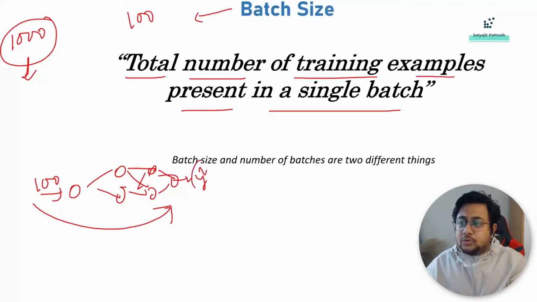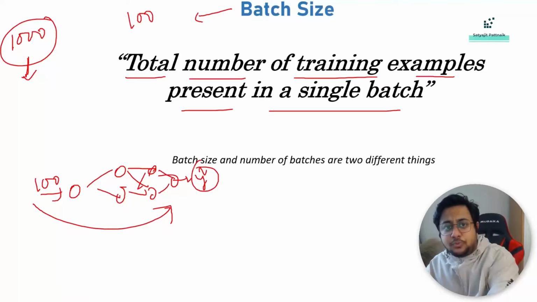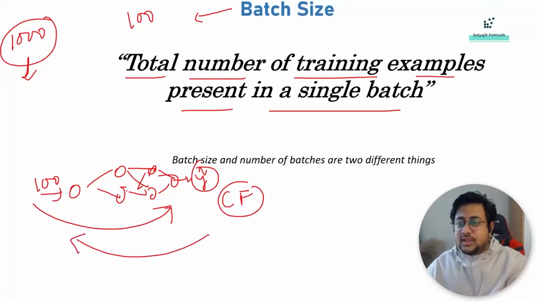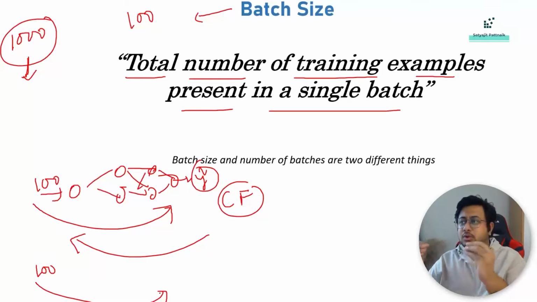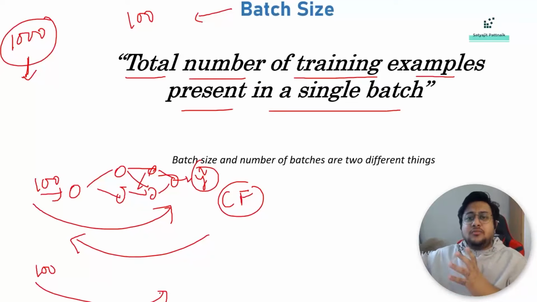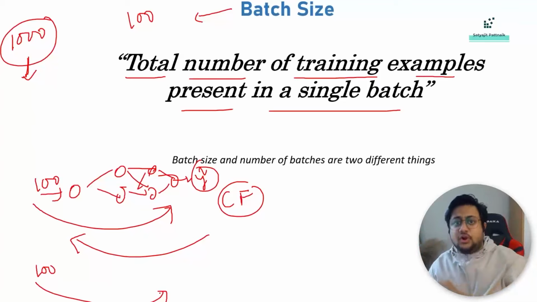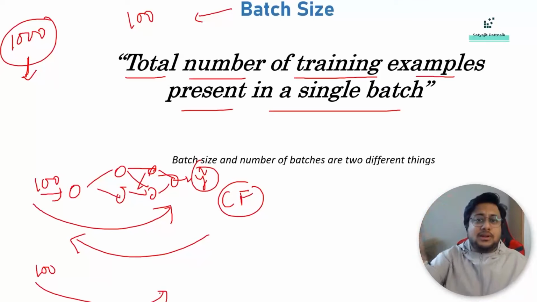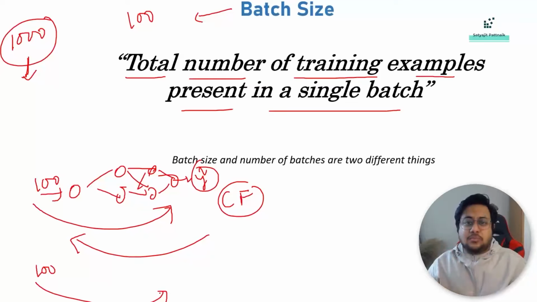Then you get the output. Then once you get the output, you calculate the cost function. If your cost function is too high, while backpropagating, you update the weights of the neural network. And second iteration, again 100 records come in. So batch size is nothing but the total number of training examples present in a single batch. In a single forward pass and backward pass, the number you have defined in batch size, those many records go. X number of batches completing one particular training set is called one epoch.